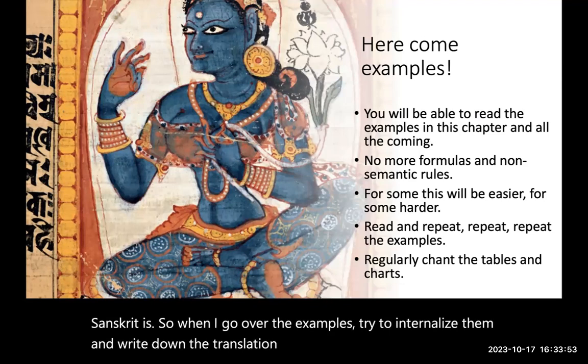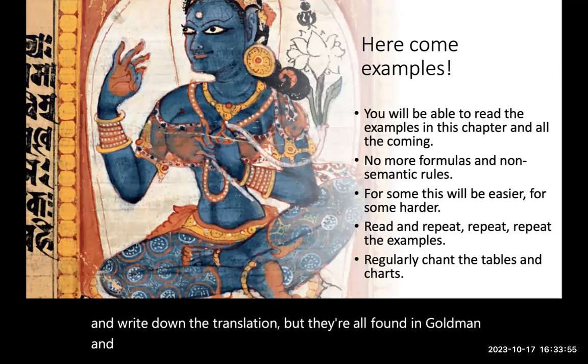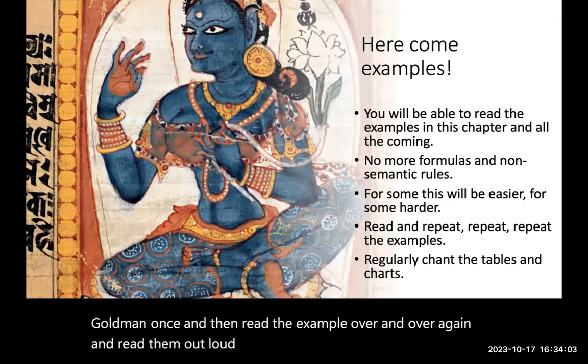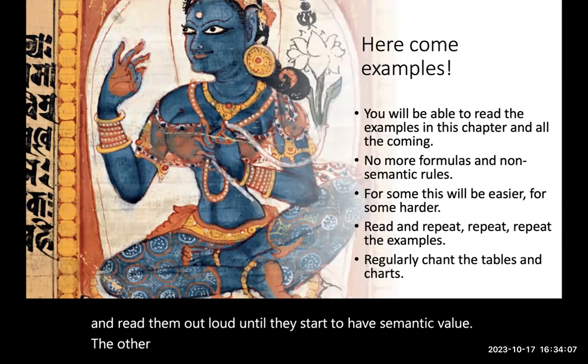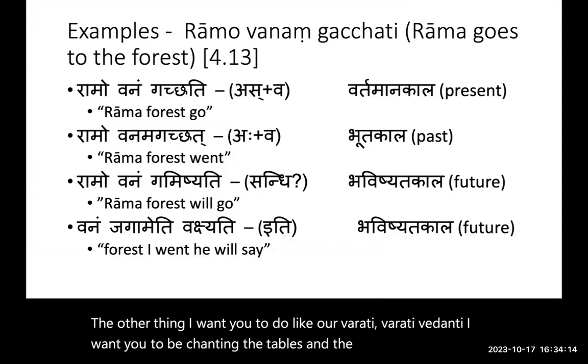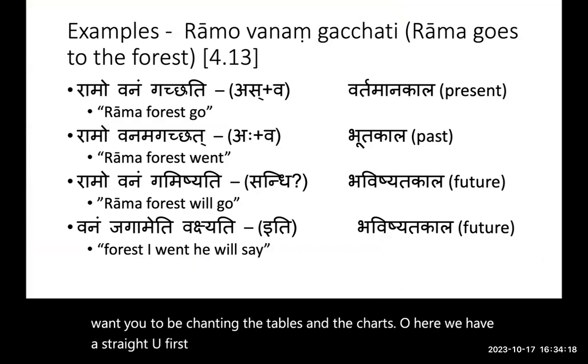but they're all found in Goldman. And then what I really want you to do is go back and practice, read over Goldman once, and then read the examples over and over again and read them out loud until they start to have semantic value. The other thing I want you to do, like our vadati, vadatha, vadanti, I want you to be chanting the tables and the charts. So here we have a straight up first set of examples.